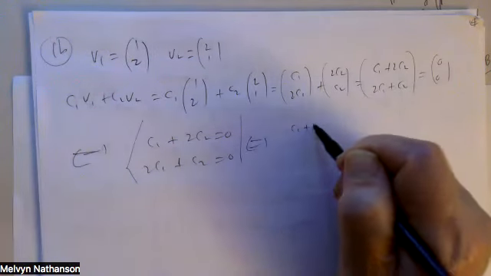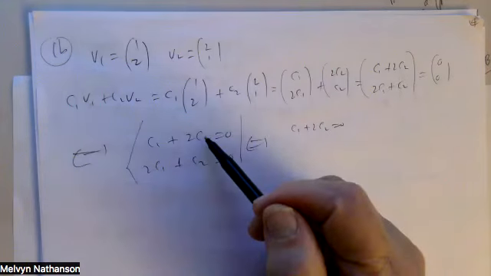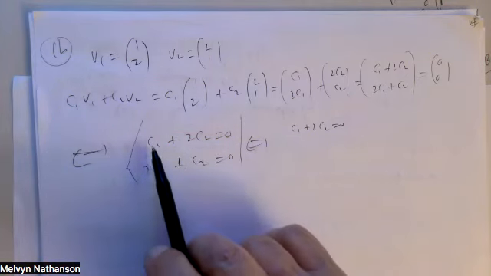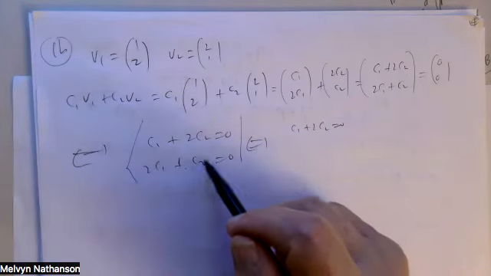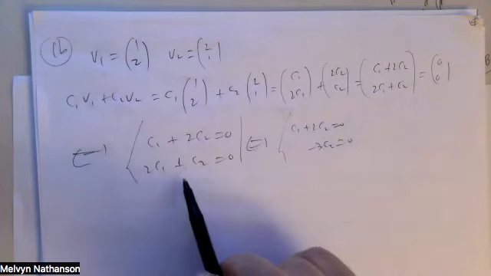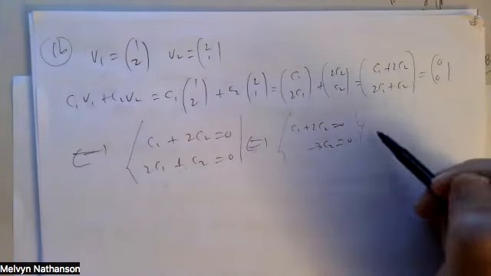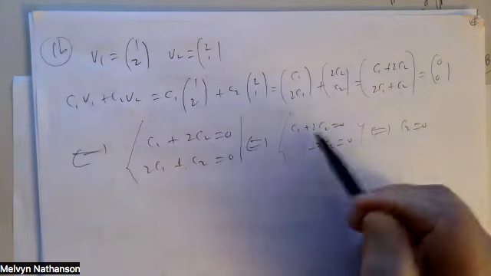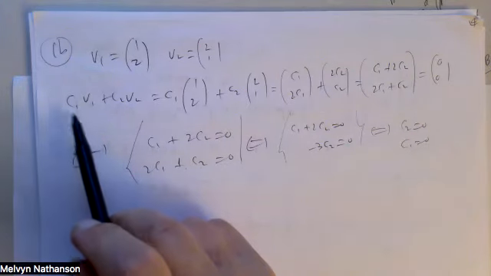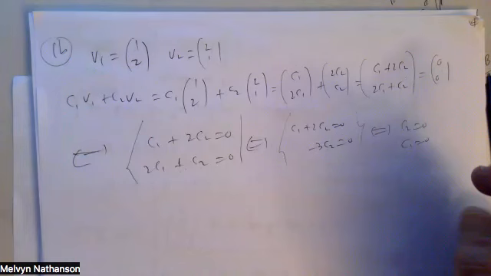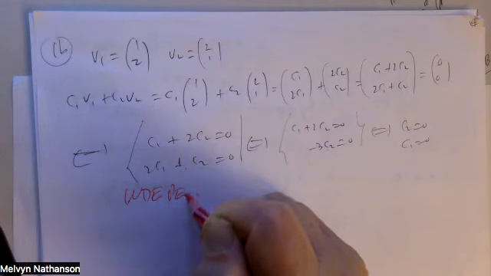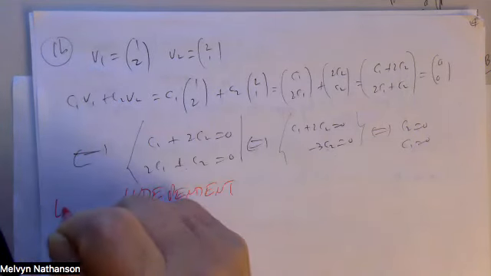The first equation, C1 plus 2C2 equals 0. If I subtract 2 times the first equation from the second, I get 2C1 minus 2C1 is 0, C2 minus 4C2 is minus 3C2 equals 0. So this system is equivalent to this, but this says C2 is 0, and if C2 is 0, C1 is 0. So if you have a linear combination of these two vectors equal to the 0 vector, both scalars are 0, so these vectors are linearly independent.